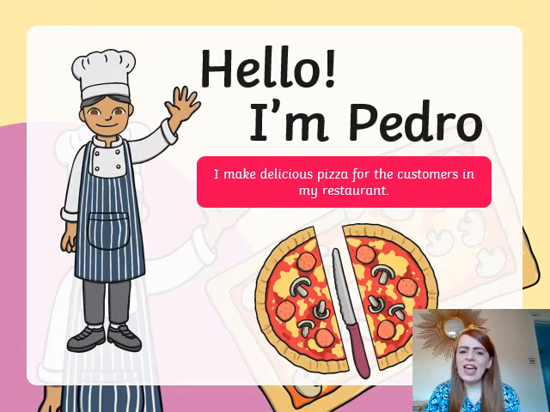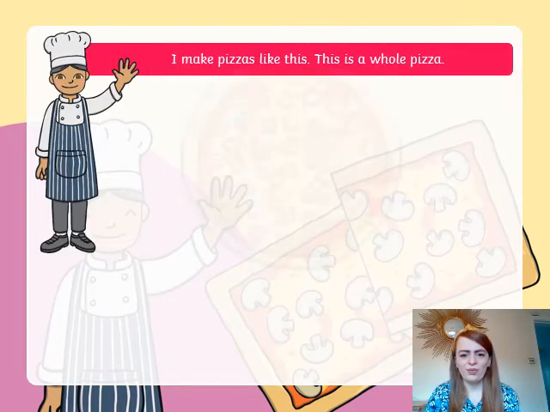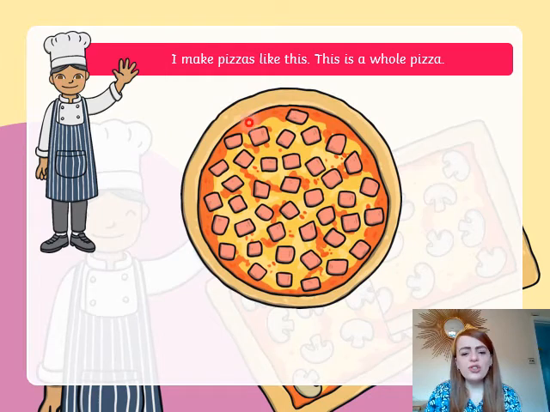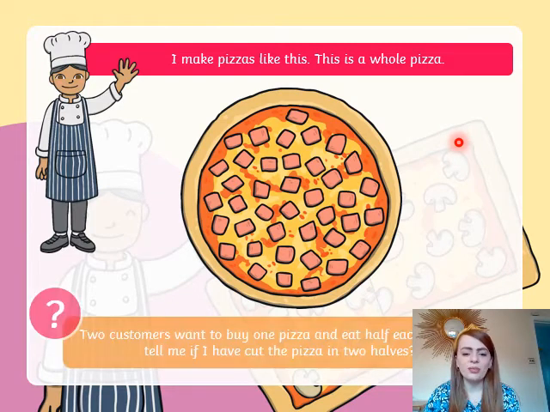Okay, so let's now get into our context where we have Pedro and he is making delicious pizza for the customers in his restaurant. Okay, so Pedro cooks his pizzas in the oven and it turns out it's a whole pizza, so one whole. It's not been split, it's not been cut yet. He makes them as a whole pizza. And that word whole is another one of our key terms that we're going to be using throughout our fractions topic.